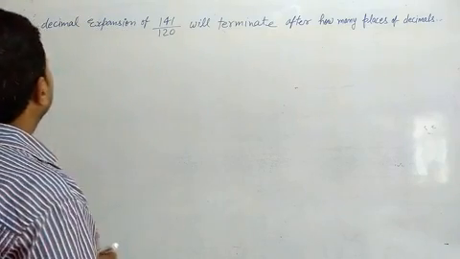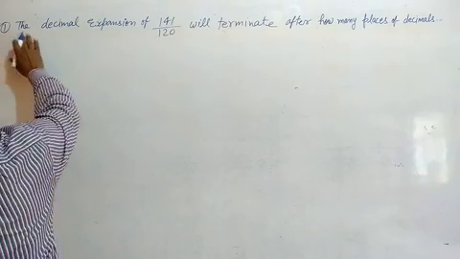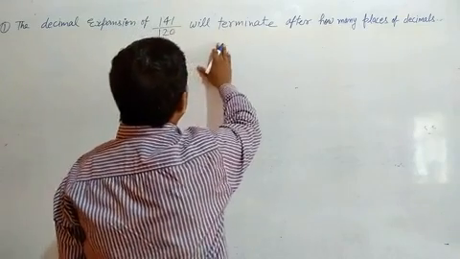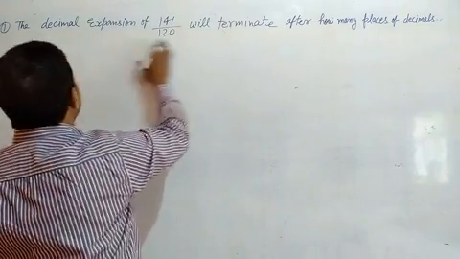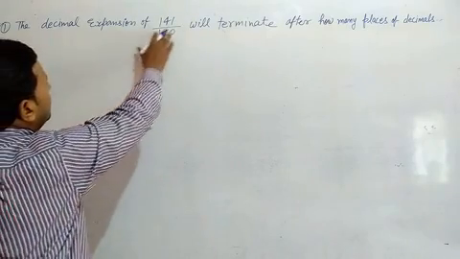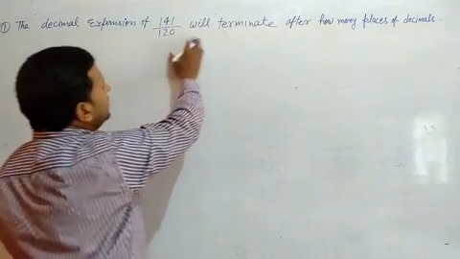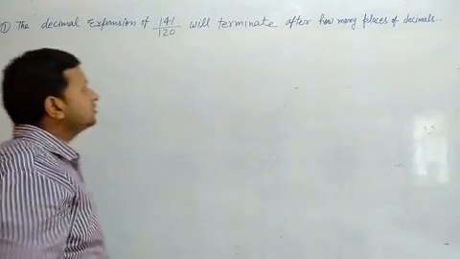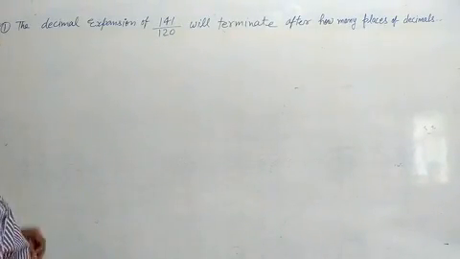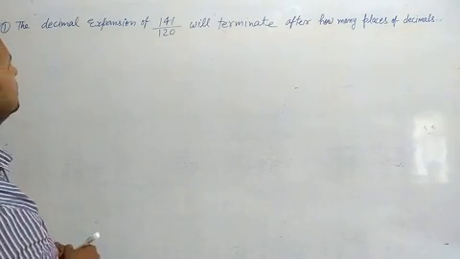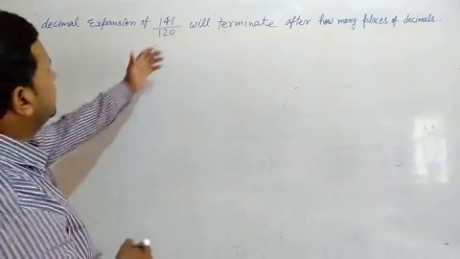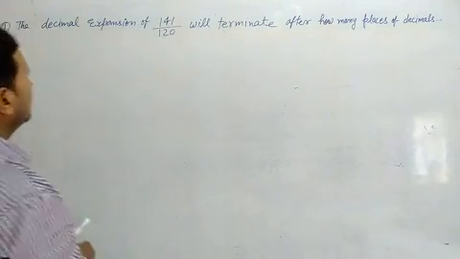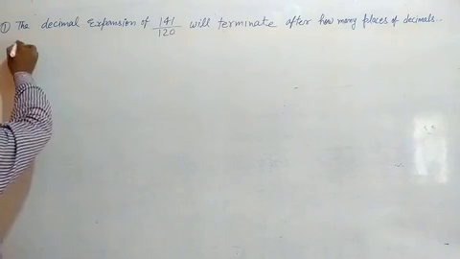Now we see this question: the decimal expansion of 141 upon 120 will terminate after how many places of decimals? The question asks us to tell after how many places of decimals the decimal expansion of this number will terminate. So how can we solve this question?